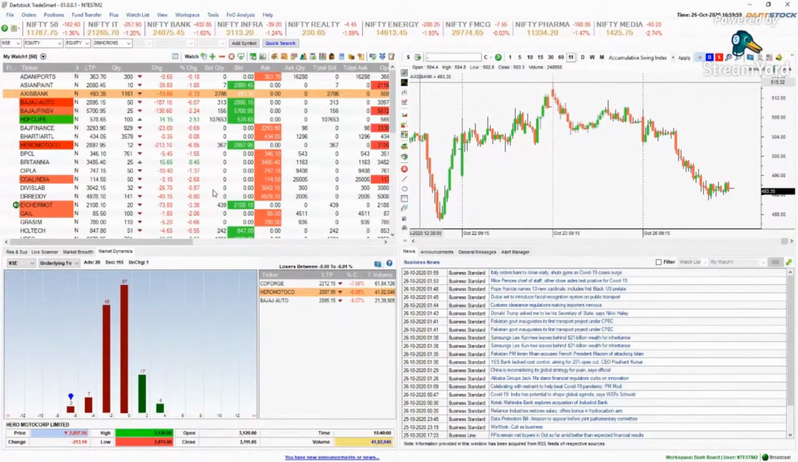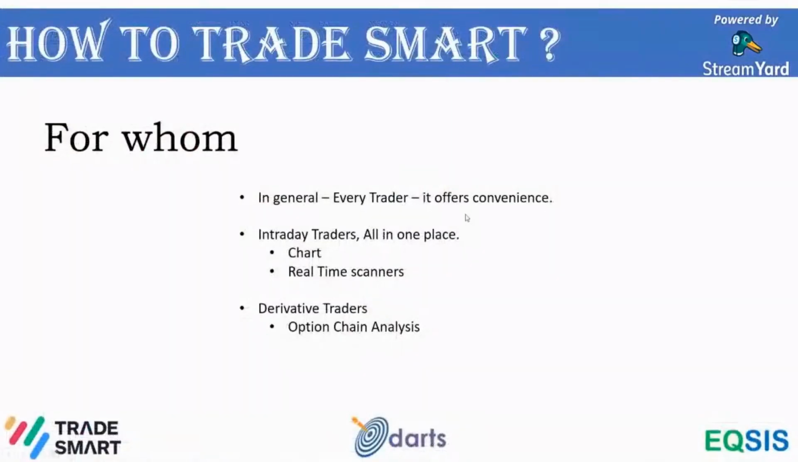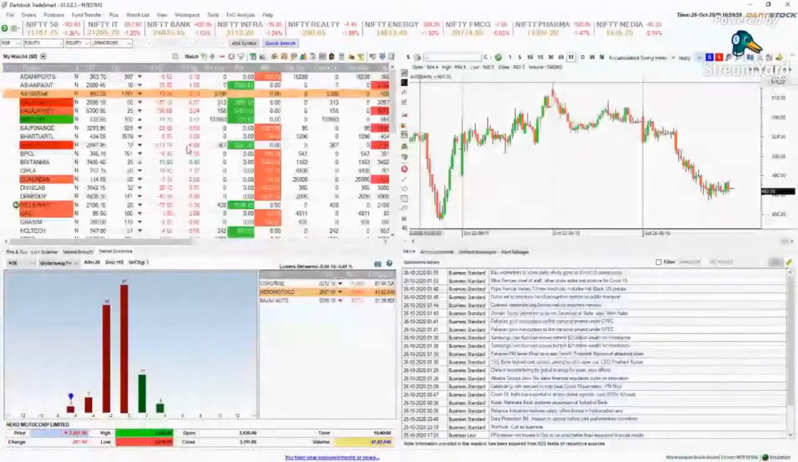Don't complicate yourself. If you start exploring, there are 1,000 different things available. But set up your system keeping it as simple as possible. You don't have to have everything open in front of you. So that's point number one for the intraday trader. I hope I fairly covered the charts, real-time data and all other stuff for the intraday trader. Okay, now coming back to derivative traders.